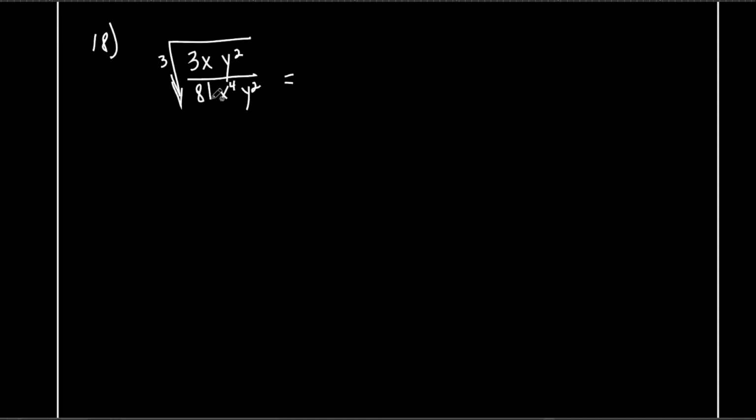Forget the 3 and the 81 for right now. Let's do the x and the x to the fourth. So I got an x on top and x to the fourth on the bottom. How does that simplify? That x cancels out with what? One of these. So what do we have left on the bottom? X to the third. Okay. What about the y squareds? Yeah, they just completely cancel out. Exactly. Okay.